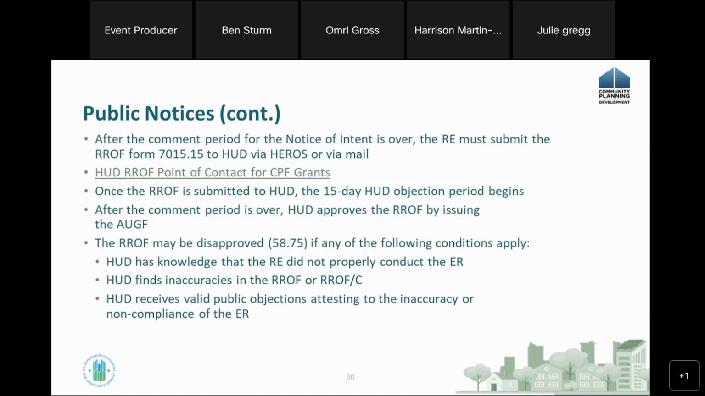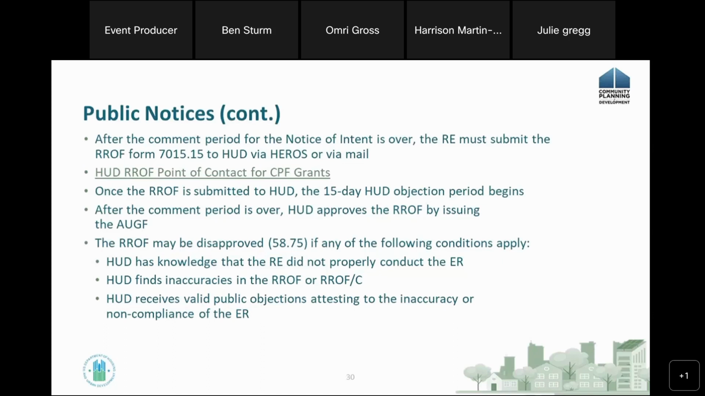After the initial public comment period has elapsed, the request for release of funds is submitted to HUD via HEROS or via regular mail. If the review was completed in HEROS, you will assign the review to the CPF point of contact assigned for your state. Your HUD contact for CPF request for release of funds can be found at the link provided in the slide. Once submitted to HUD, the 15-day objection period begins.